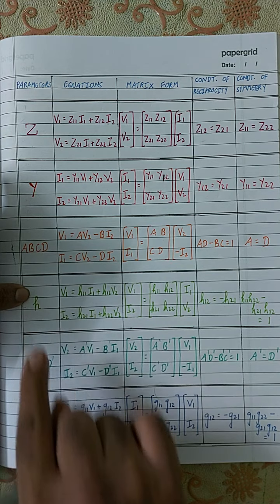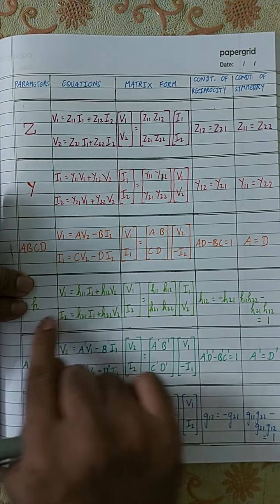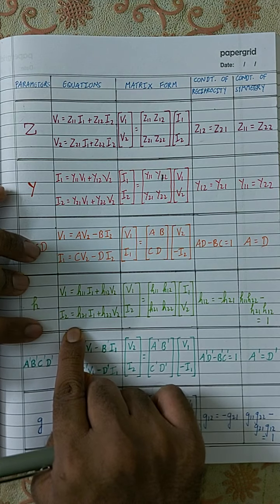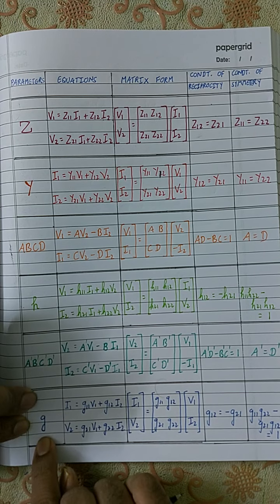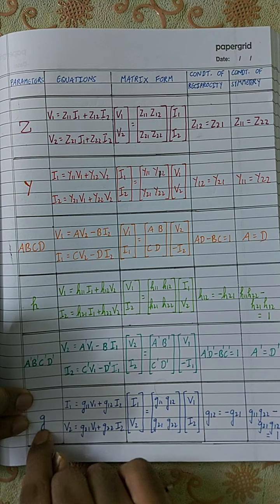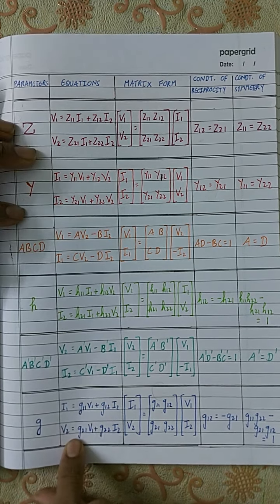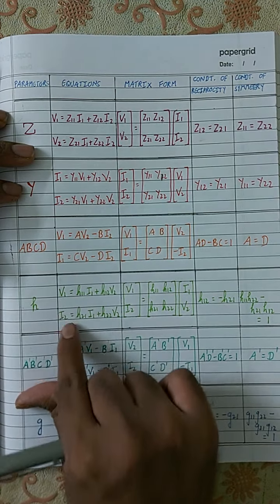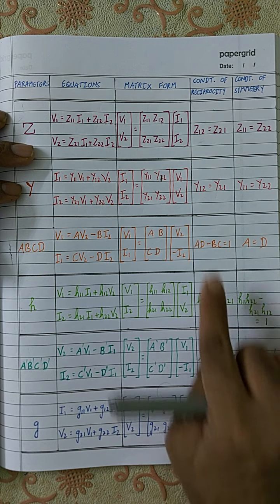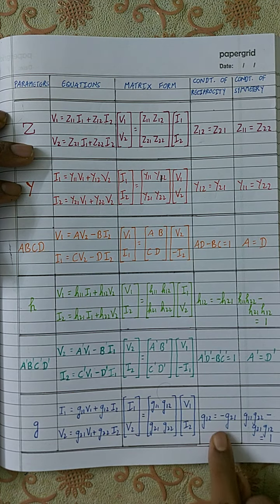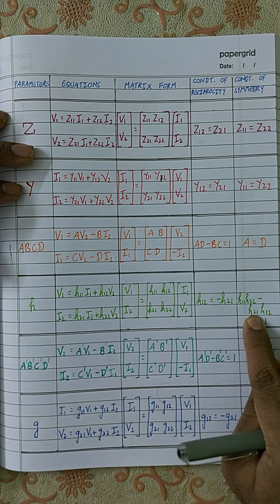Also compare this with this. This is hybrid, this is inverse hybrid. Hybrid means expressing V1 and I2. So if hybrid means expressing V1 and I2, then expressing I1 and V2 is called inverse hybrid. For inverse hybrid we express I1 and V2, but for hybrid we express V1 and I2, and its corresponding matrix form is written. And also look at the condition for reciprocity. They are both the same, only the parameters are different. Same in the condition for symmetry also.